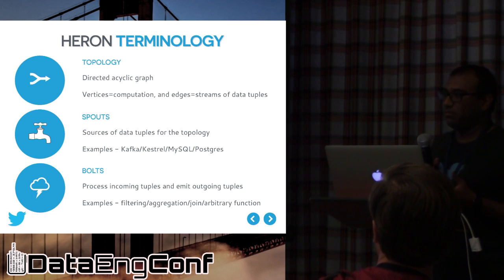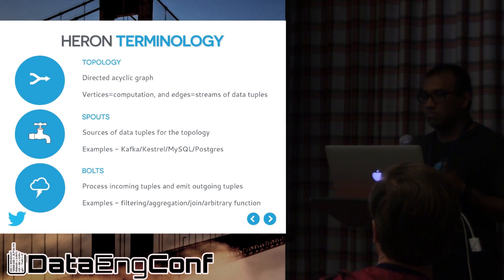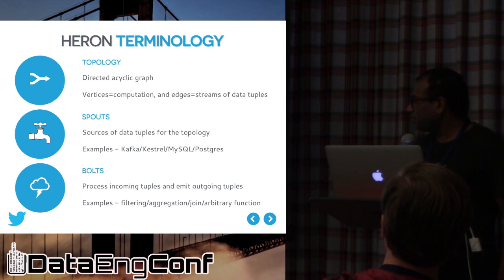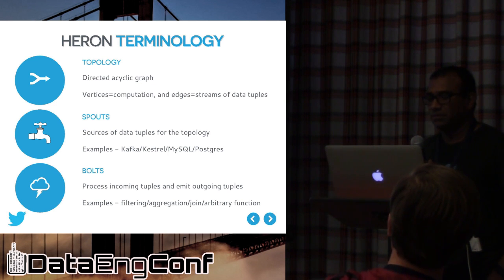There are two types of vertices. One is called spouts, and they are the sources of data, and the sources could be anything. It could be Kafka or Kestrel, MySQL or Postgres. Internally within Twitter, we are in the process of replacing Kafka and Kestrel with something called Event Bus, which is based on a distributed log, and that is more than 60% in production right now.